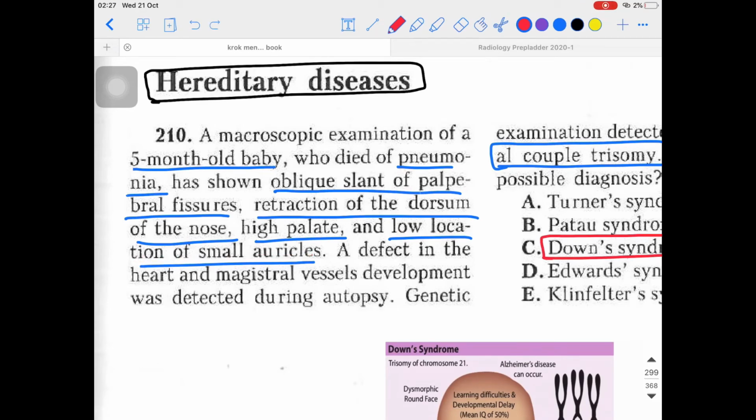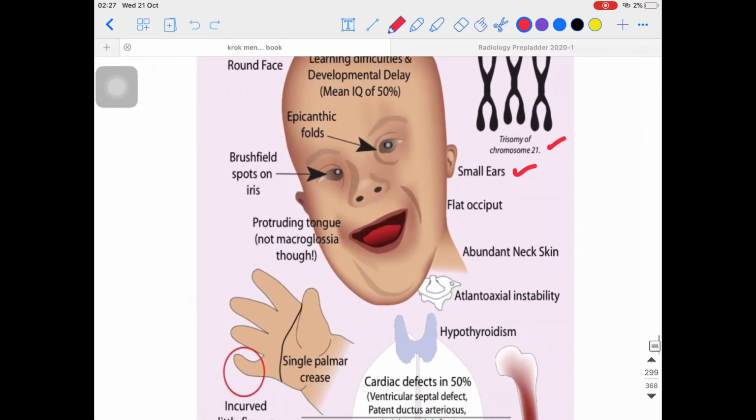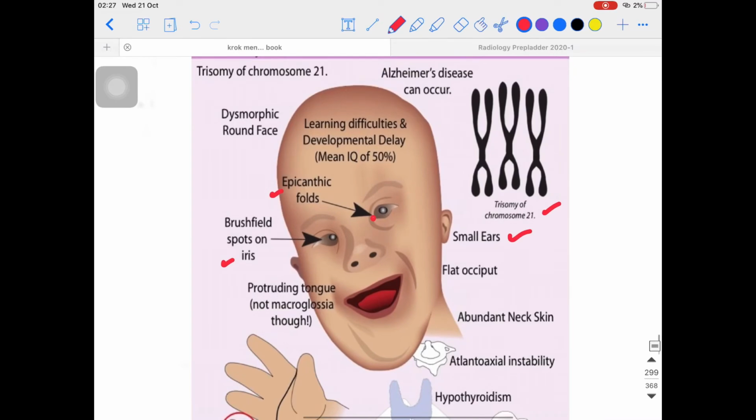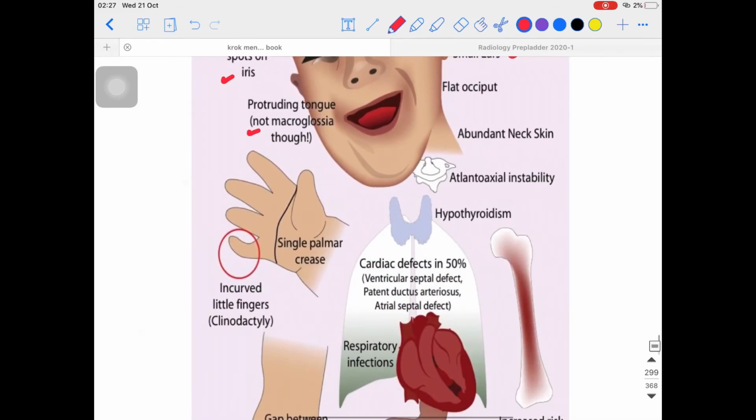Then they have mentioned the high palate and the retraction of the dorsum of the nose. Okay, so Brushfield spots on the iris. There will be epicanthal folds over here. IQ will be lesser, mental retardation will be seen. Dysmorphic round face, as you can see in the question itself. Macroglossia, a bigger tongue, they will be having. They will be having a single palmar crease.